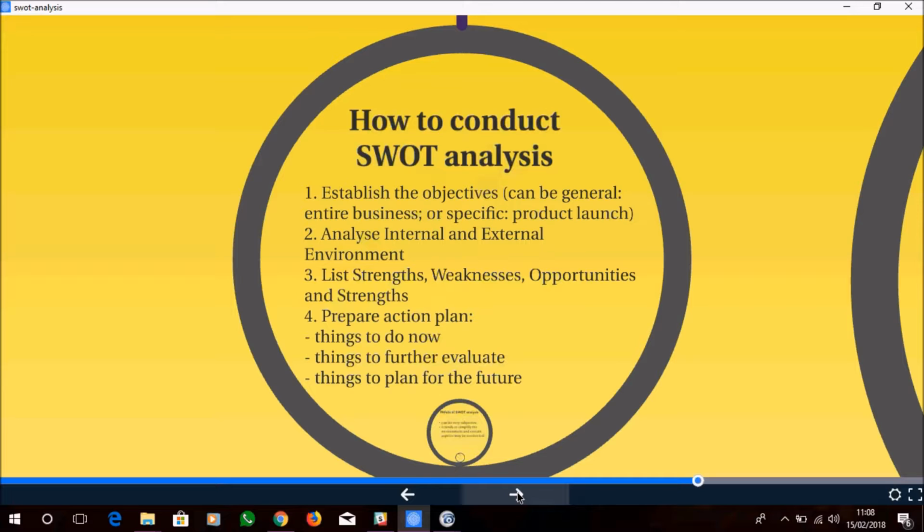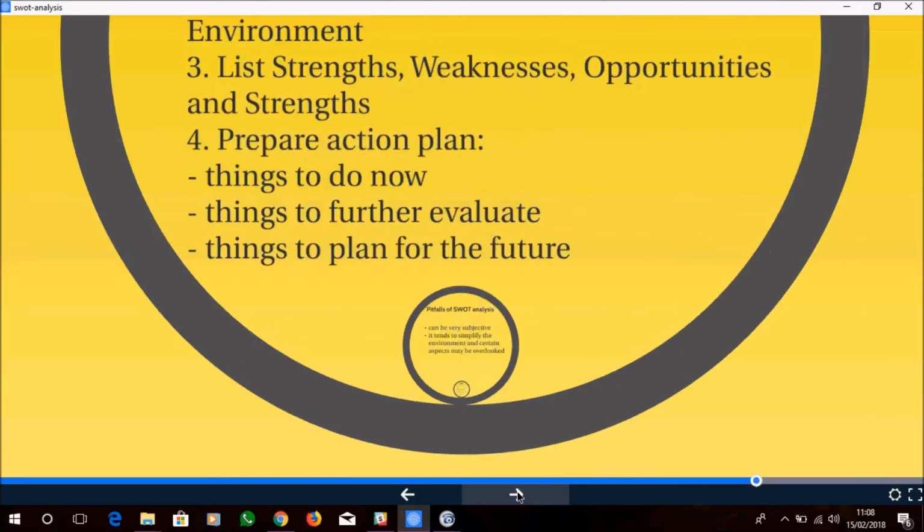Well, moving to the practical side, in order to conduct a SWOT analysis, you need to establish the objectives, which can be general, like the entire business, or specific, as you can see, the product launch. You need to analyze internal and external factors, then list the SWOT, strengths, weaknesses, opportunities, and threats. Prepare the action plan, and try to understand what you should do now as a priority, which are the things that you should further evaluate before taking a decision, and the things that you should plan in the future.